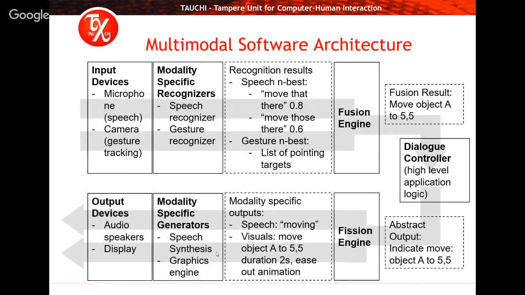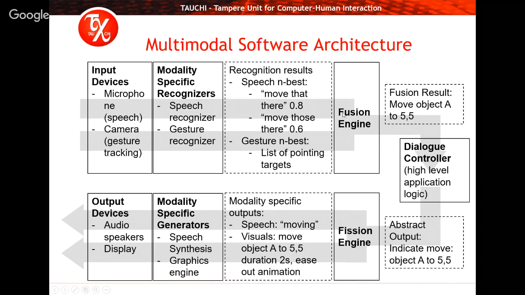So here is a picture of how a multimodal system can be seen from this point. We have a user here on the left. There are some input devices, for example a microphone and camera, so speech and gesture tracking. We have the modality-specific recognizers, a speech recognizer and a gesture recognizer, operating on the speech coming from here and the camera image stream coming from here. We have the recognition results coming out of these. We can have the speech n-best list with confidence scores, and for the gestures we can have something like a list of the objects being pointed at.